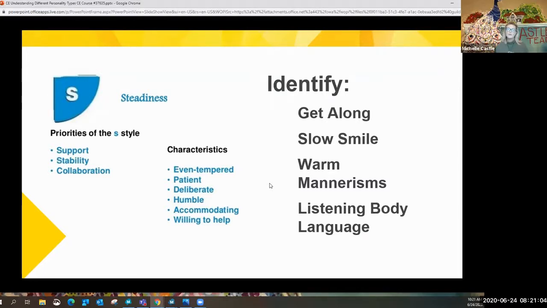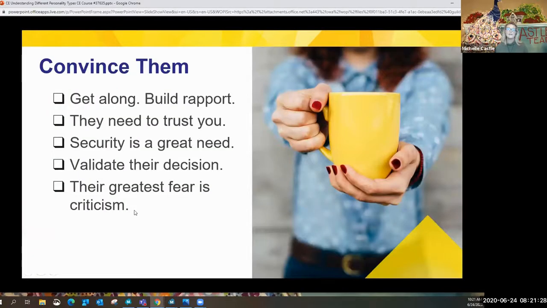But your S personalities are just a lot more patient. They're slower whenever they communicate. They're more willing to help. They're more accommodating. And they're paying attention to body language. They're not as expressive with their hands, and they're certainly not going to move and talk quite as fast. They pay attention to other people's body language because that's how they determine how to act and react. But it's super important to those S's that everybody gets along and that there is some rapport built.